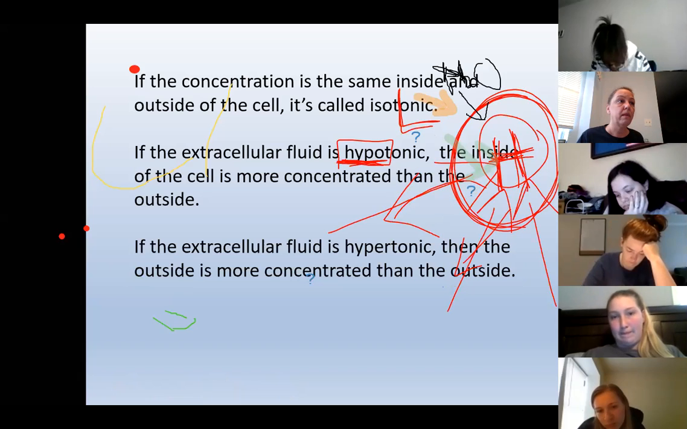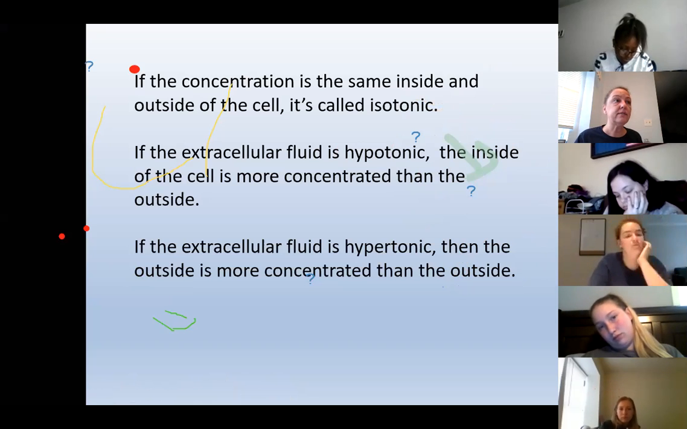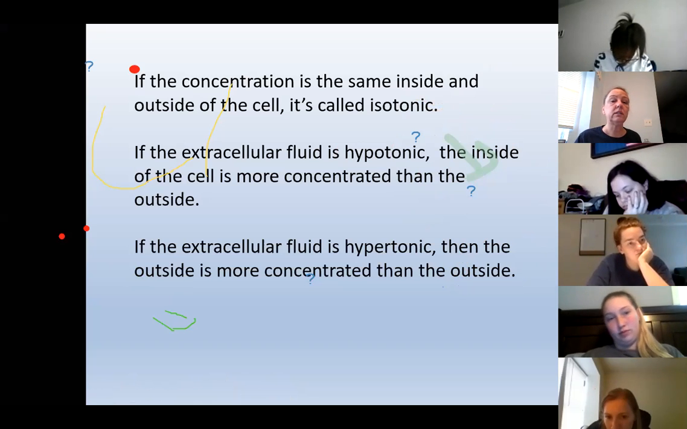Wait, so you're saying that the glass with the salt in it is the one with the high concentration, right? Yep, because it has salt in it and the other glass does not. Does that make sense? Yes.